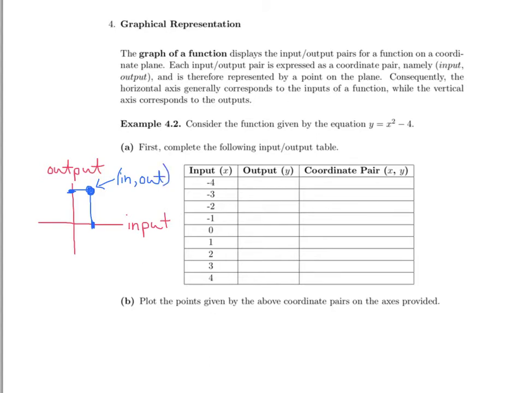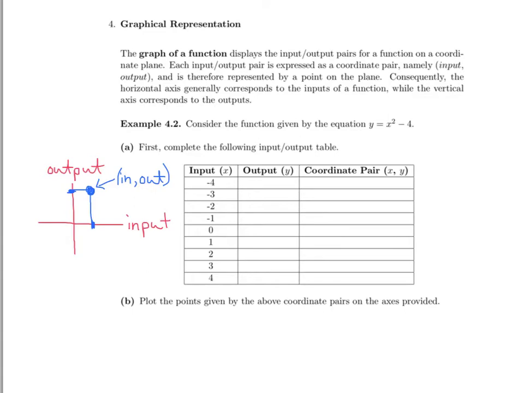So the graph of a function displays not just one input-output pair like this one, it displays all input-output pairs for a function. So just recall, when we're talking about a function and its graph, all of the points that are graphed are input-output pairs for that function. The horizontal axis always shows the inputs, the vertical axis always shows the outputs, and consequently the coordinate pairs always go in the order input, output. Let's try this out on an example.